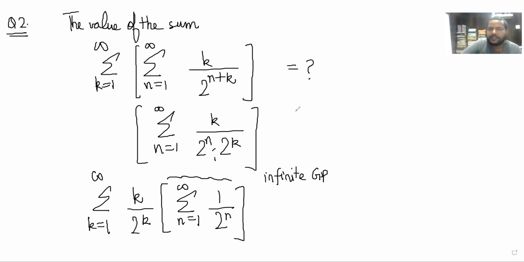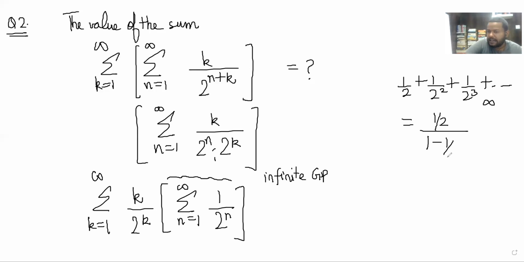So notice what the terms of this infinite GP are. The first term will be 1 by 2, then the second term is 1 by 2 square, and so on. So the sum of an infinite GP is a by 1 minus r. a is the first term, so the first term is 1 by 2. The common ratio is half, so 1 minus half. So this is just 1. So this infinite GP is summing up to just 1.